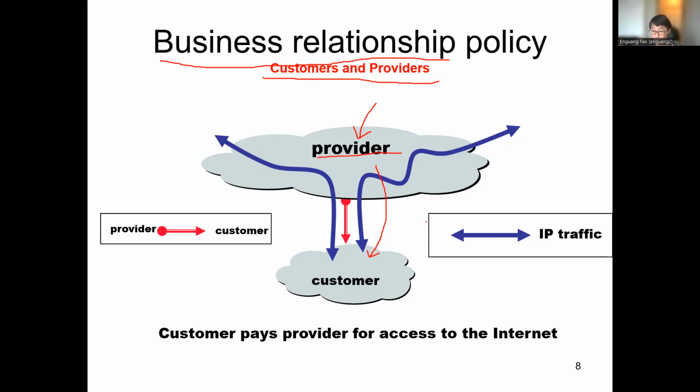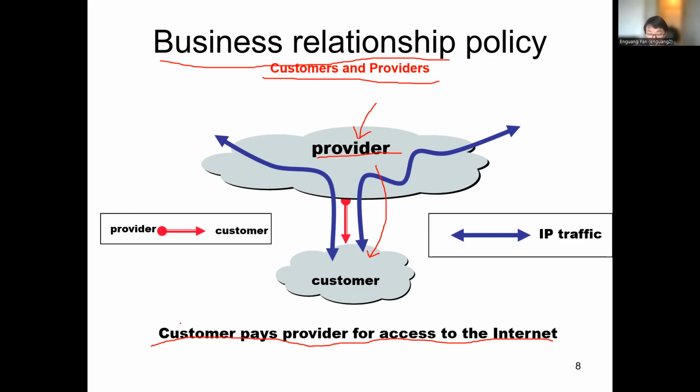So whenever there is traffic between you and me, it means that you are providing me something because you are a provider. So in that case, whenever there is traffic between you and me, I need to pay you some money, right? Because you are a provider and I'm a customer. So naturally, the provider wants the traffic as much as possible because they want to make money, right?